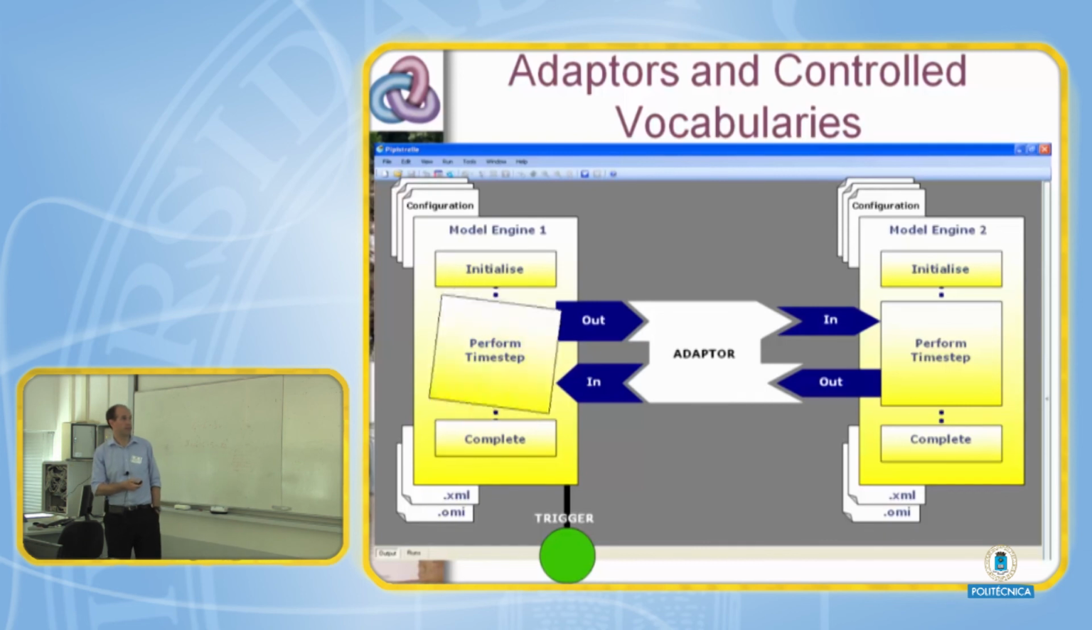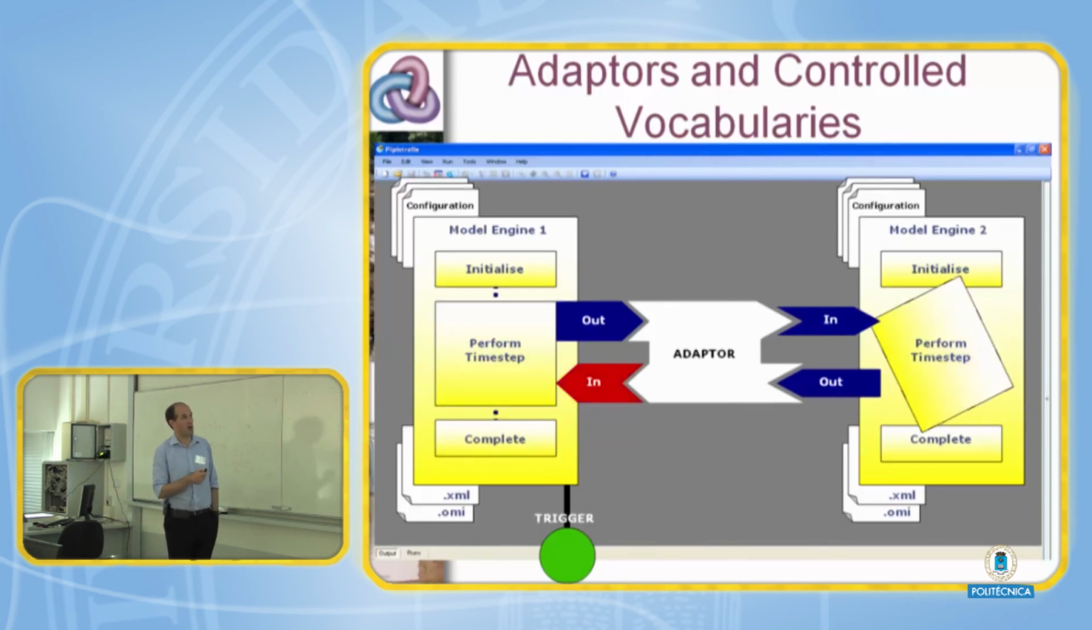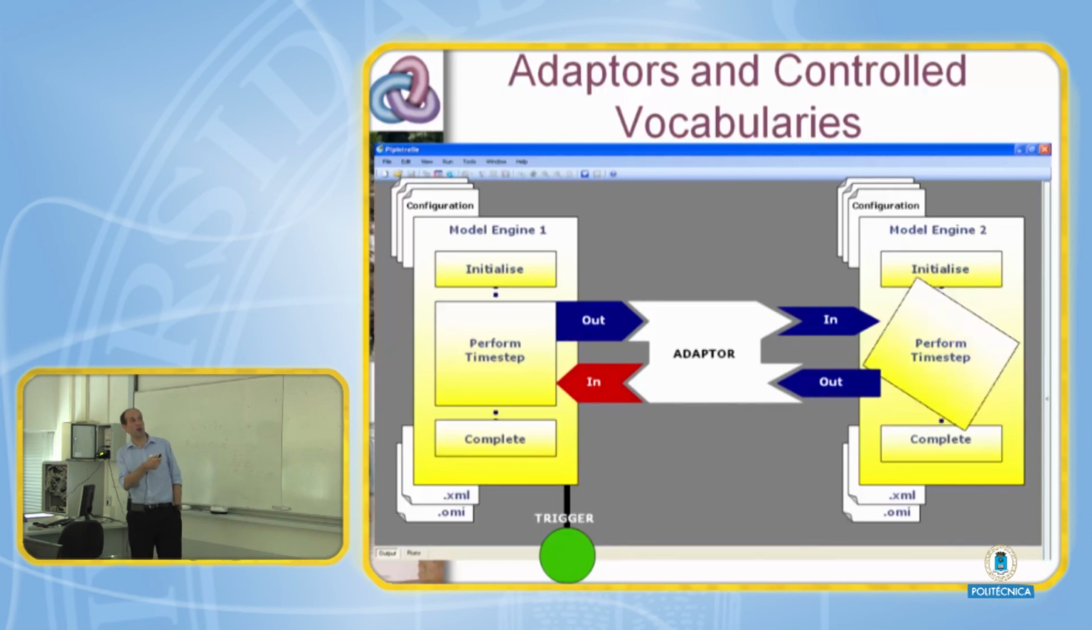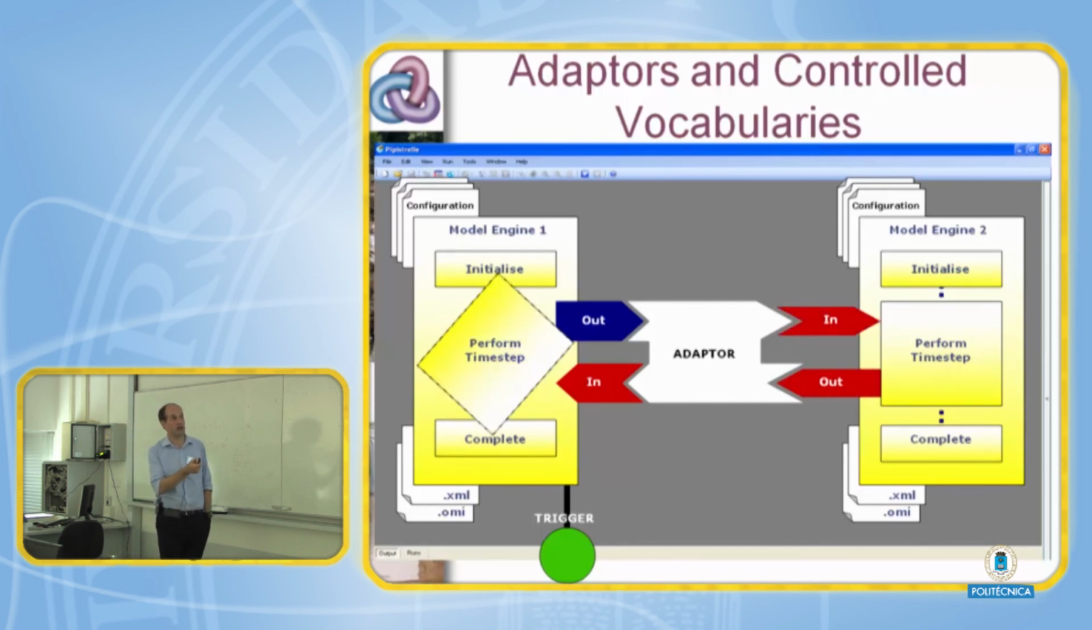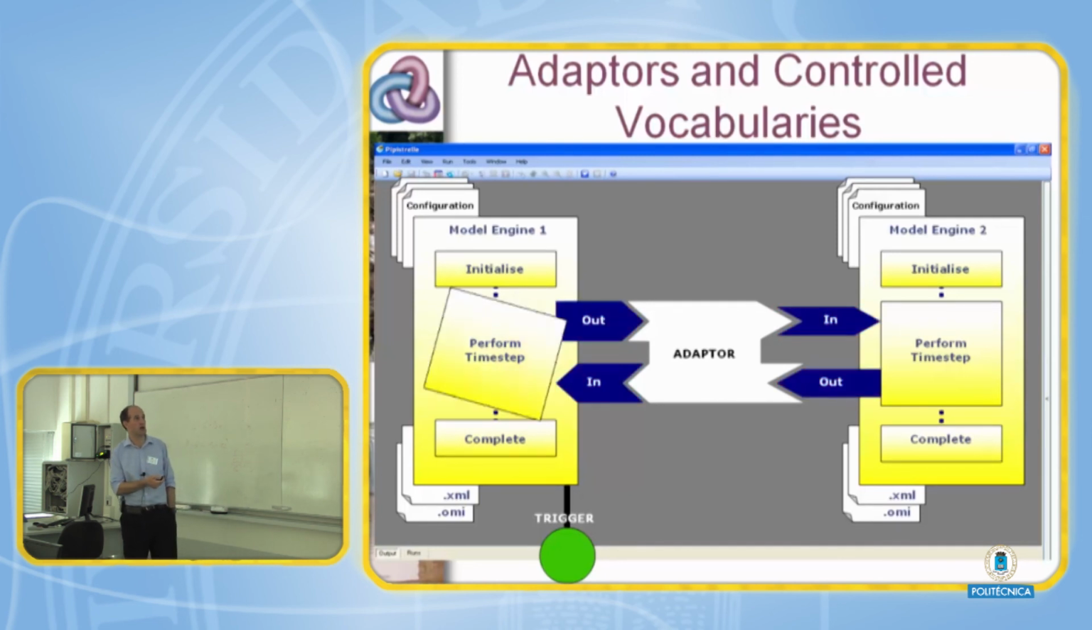Then it starts running time steps for model engine 1. Model engine 1 now needs something from model 2. Model 2 runs time steps until it can provide it. Maybe model 2 then needs some data, and model 1 will run until it can provide it, and so it goes on in that fashion until the model's complete.